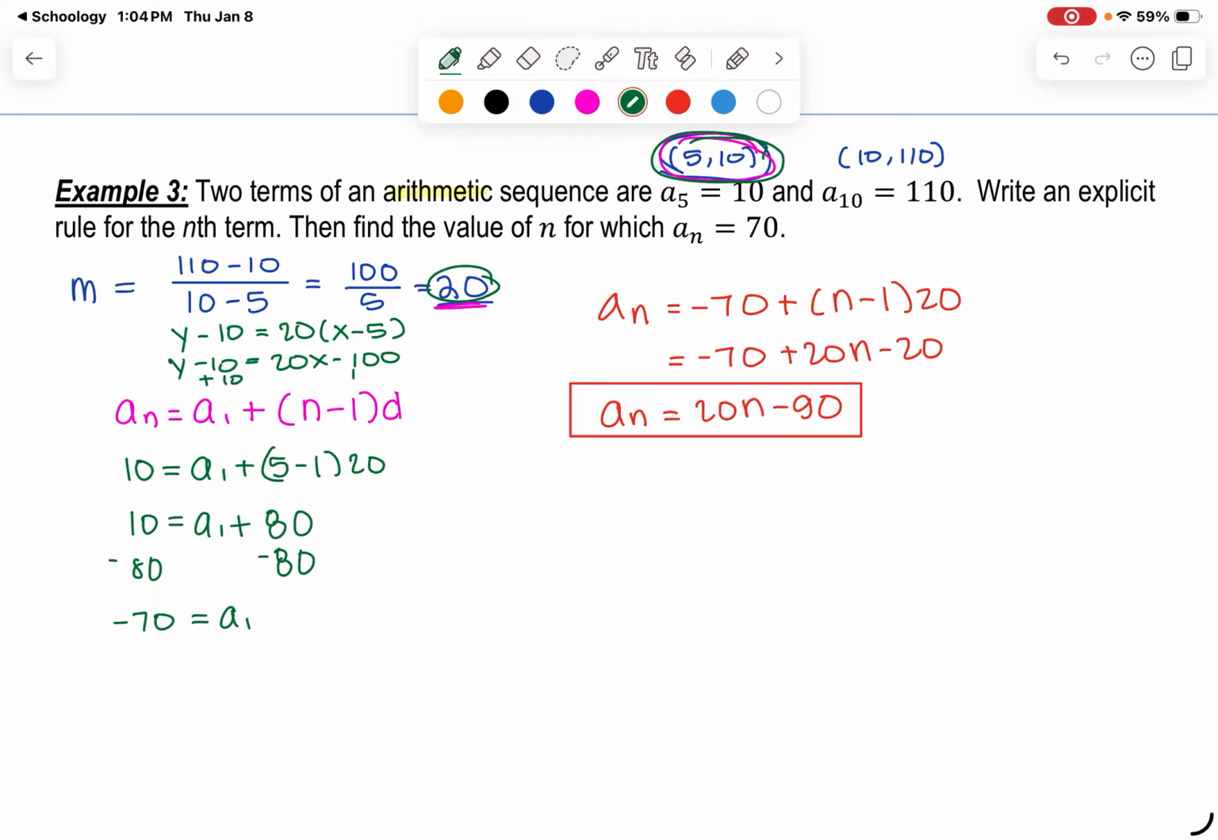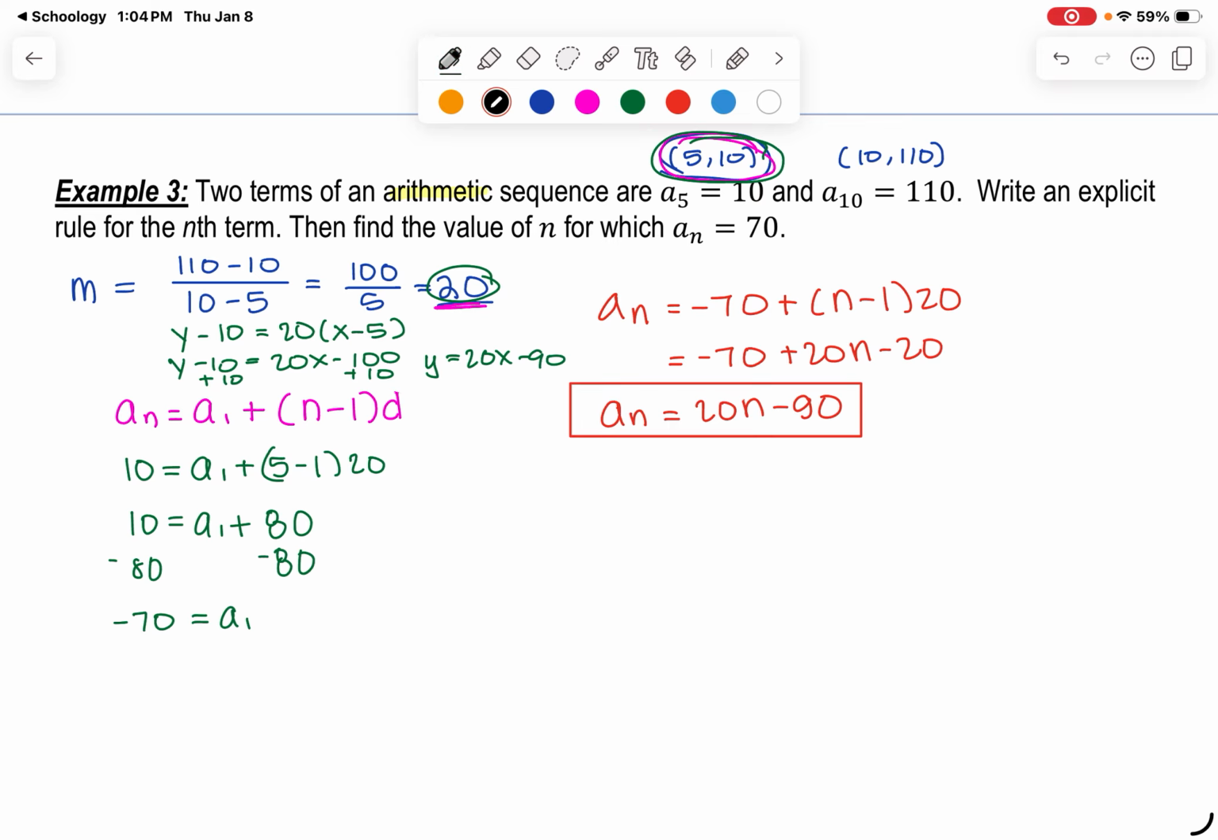Add 10 to both sides, and notice I get y equals 20x minus 90. I get the same thing. That's less work, so I probably would even do it that way. There's so many different ways to do this. All right, we still do need to answer that follow-up question.